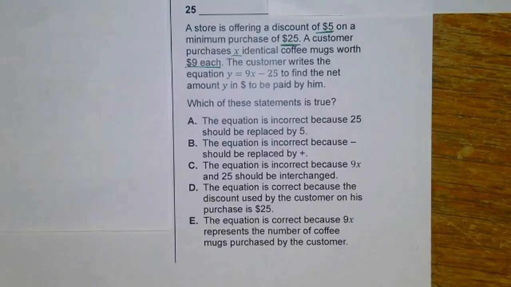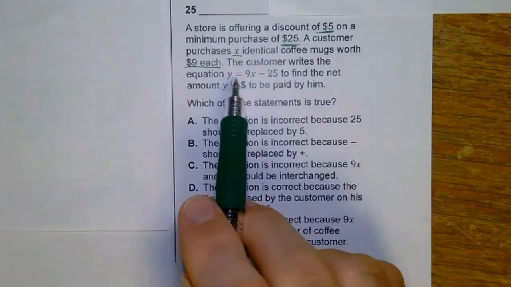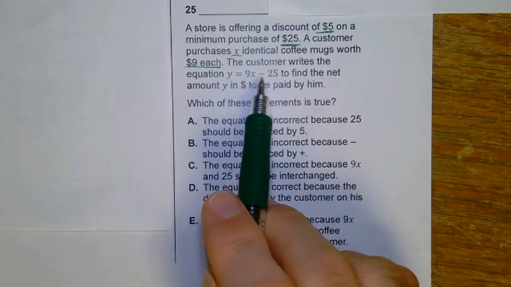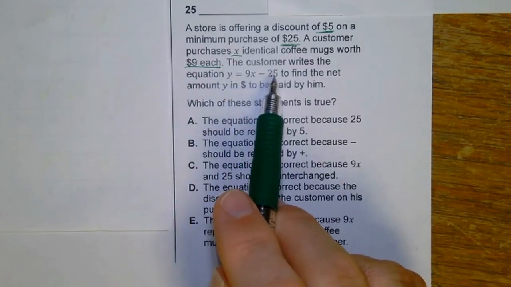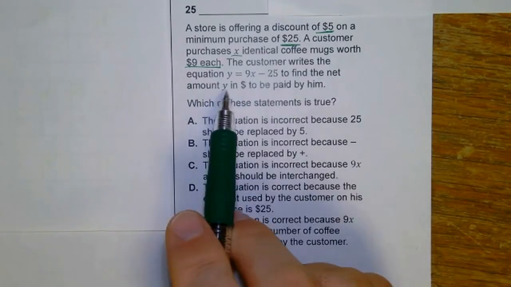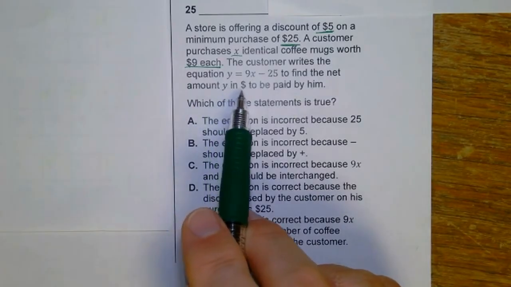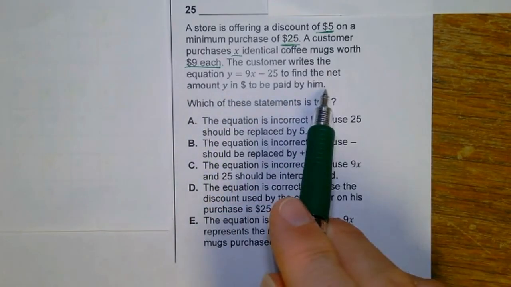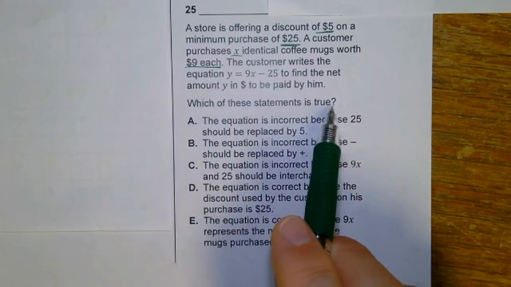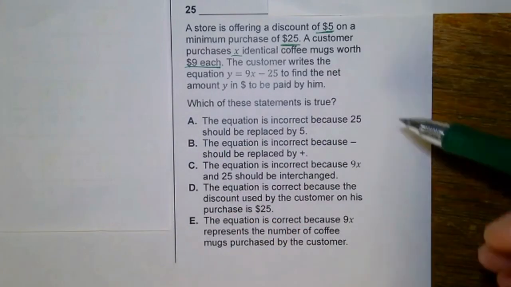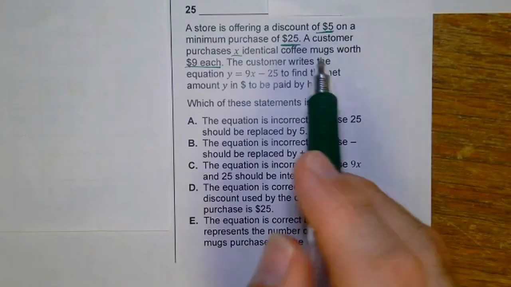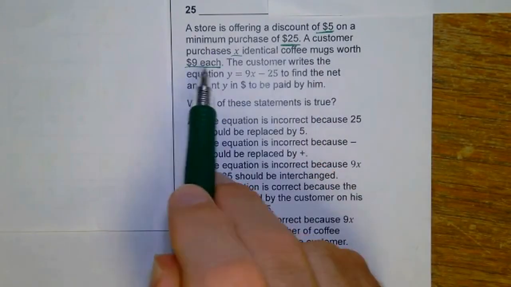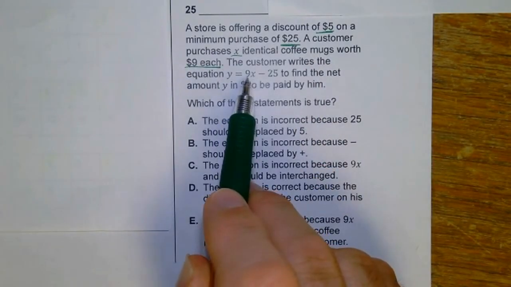The customer writes the equation as Y equals 9 times X minus 25, to find the net amount Y in money to be paid. Which of these statements is true? So if I come back up here, the first thing I'm saying, the coffee mugs cost 9. I like how the X is with the 9.